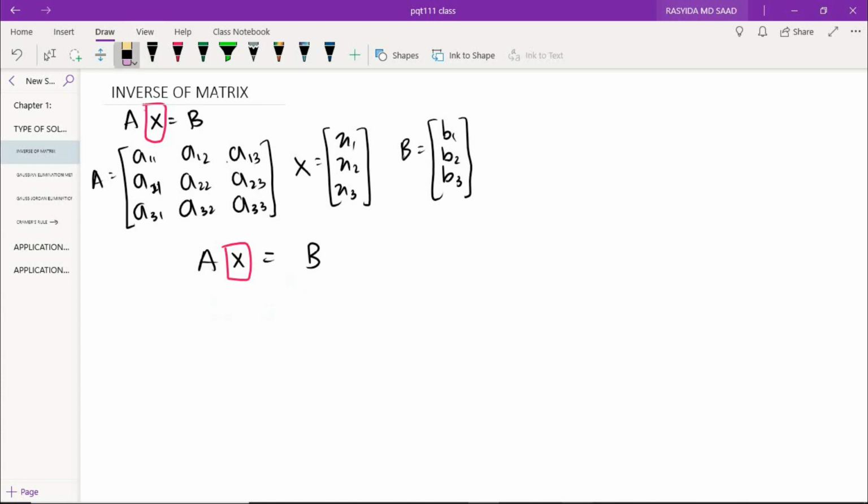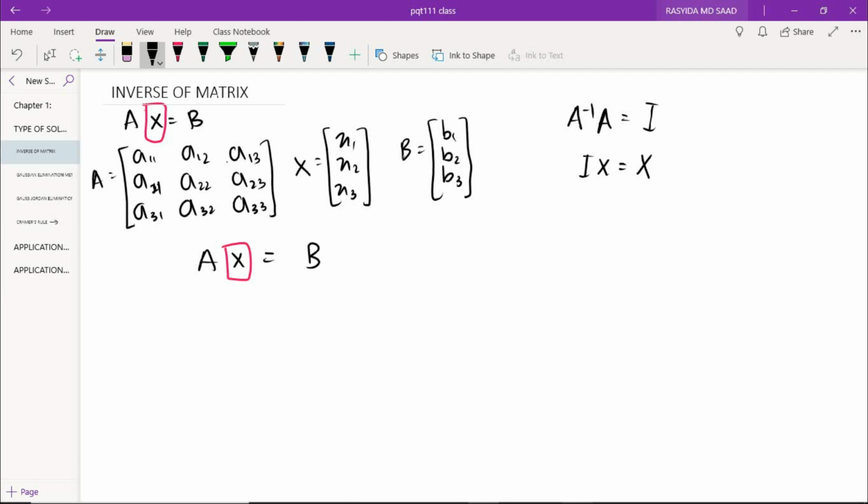So, if you remember, the inverse of matrix A multiplied with matrix A gives you the identity matrix. And as we know, the identity matrix multiplied with another matrix, let's say identity matrix multiplied with matrix X, will give you matrix X. It does not affect matrix X.